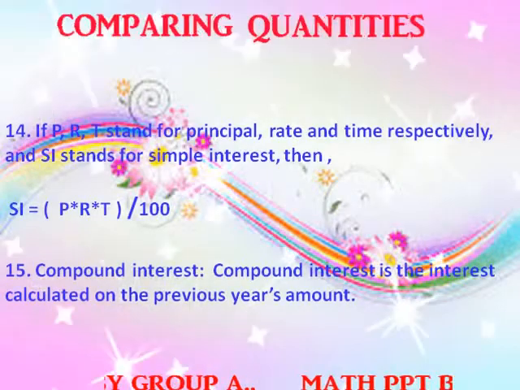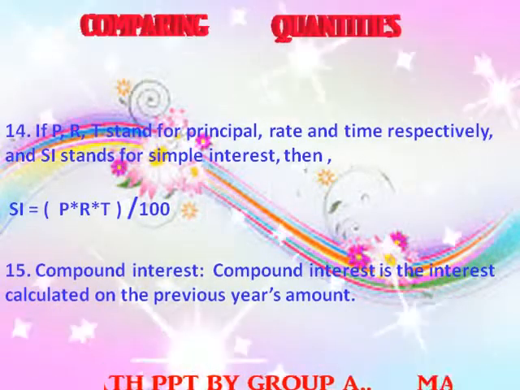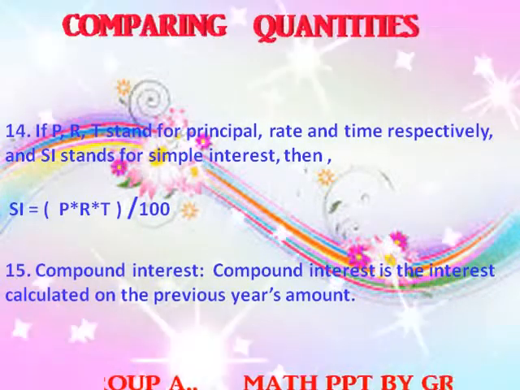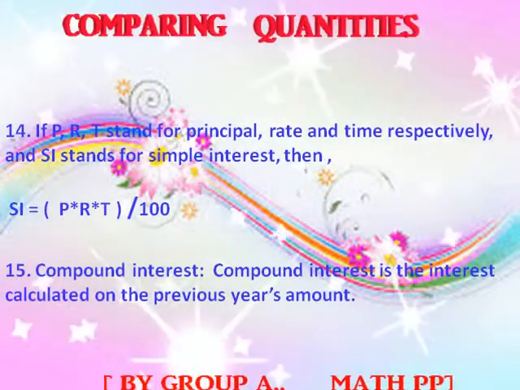upon 100. 15. Compound interest. Compound interest is the interest calculated on the previous year's amount.